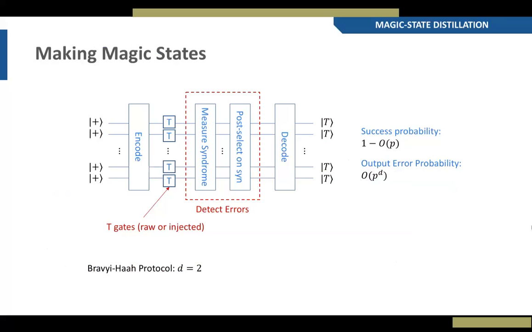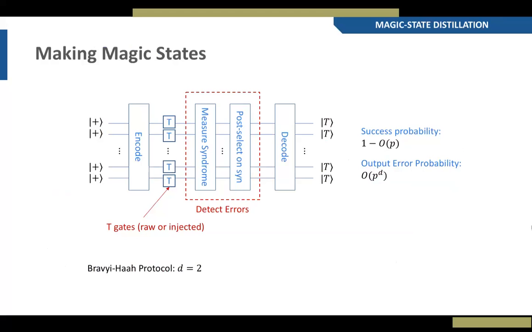That will give you a higher fidelity magic state because you have the error detection in the middle that helps you filter out the bad ones. To be more specific, the success probability of this protocol, or in other words, the probability that you did not detect the error and you keep the magic state, is about 1 minus order of p, where p is the input error probability of your original T magic state, or in other words, the T gate.